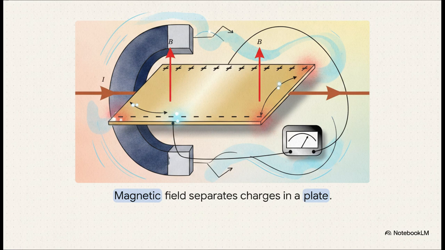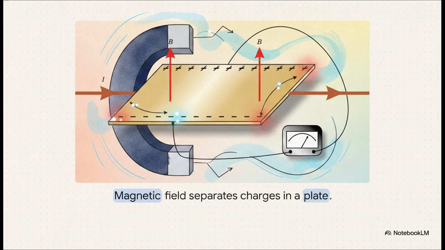This separation of charge literally creates a measurable voltage difference across the width of the plate. You see that meter connected to the two sides? It's actively reading that voltage. That reading is the Hall effect in action. We are using a magnet to push hidden charges to the edges where we can actually finally measure them.